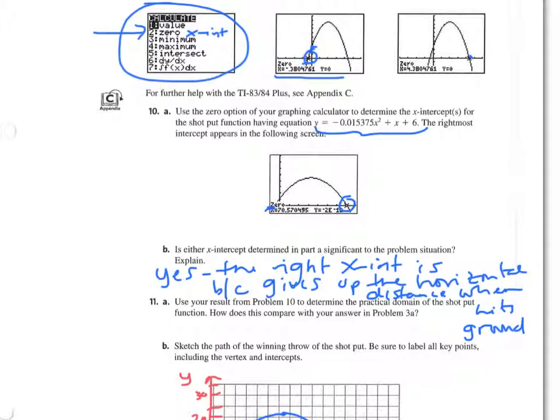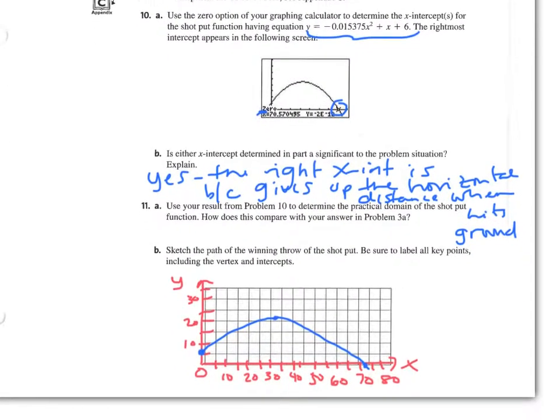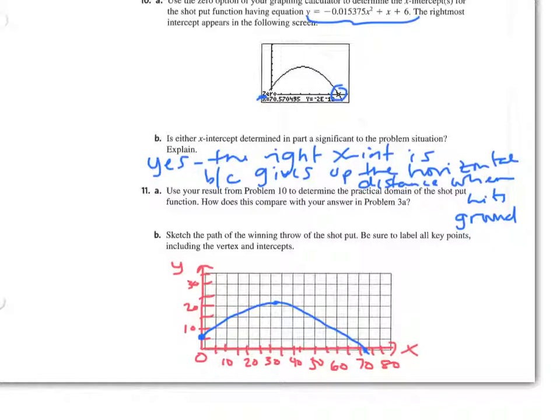Okay, so that one is significant. The one on the left is not. So let's use our results from what we just did to find the practical domain. If we look at this x-intercept right here, it's at about 70.57. That means our domain is going to go from when it is first shot to when it comes back on the ground, which is at 70.57.